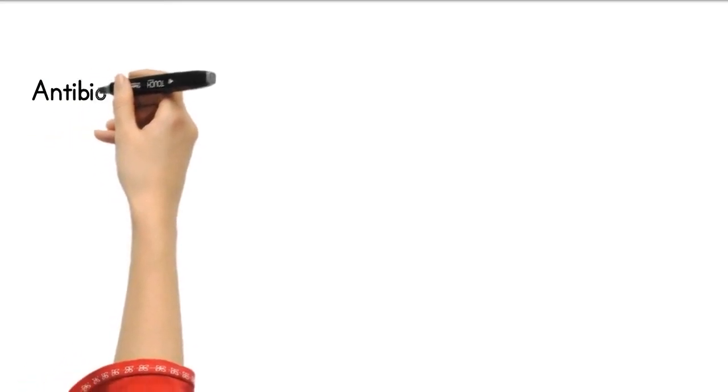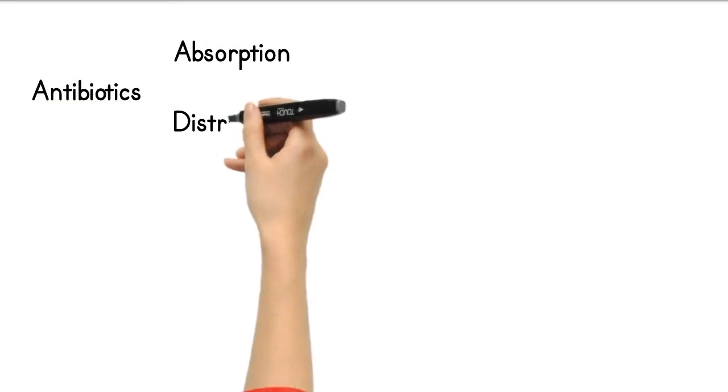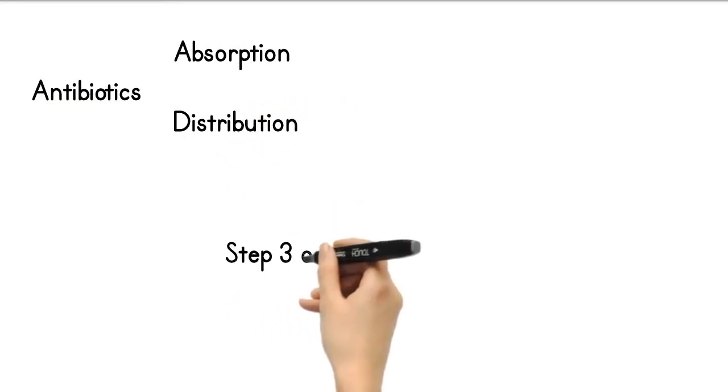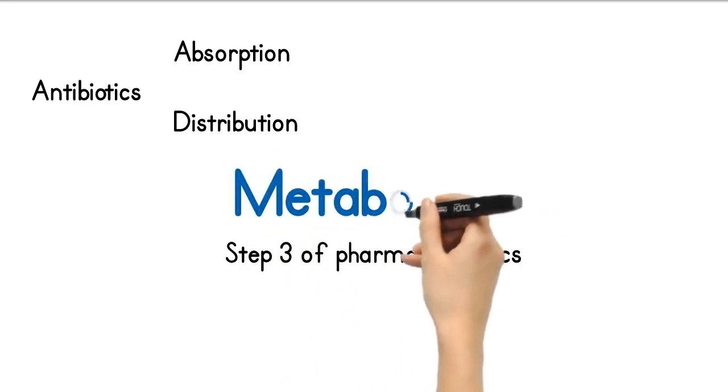Hello everybody, we have talked about antibiotics absorption and distribution in previous videos. This presentation will be talking about step 3 of pharmacokinetics. It is known as metabolism.